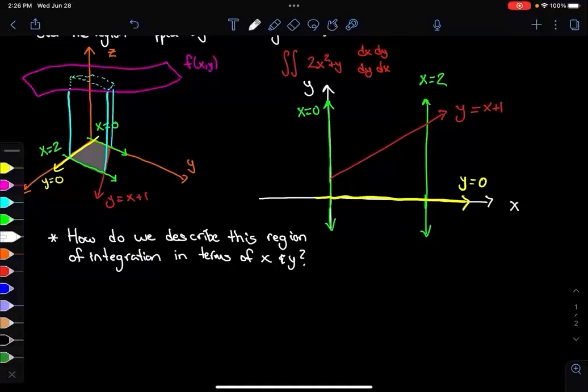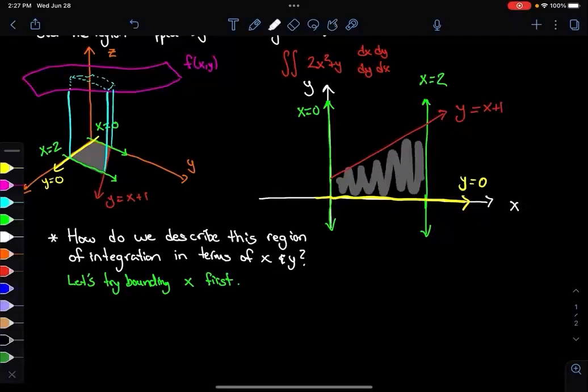What could we put? You can start with either one, but for the sake of learning, I'm going to say, well, let's start with bounding the x values first. You could do y first, it really doesn't matter, but I'm just choosing to do x first. The goal is to describe this region right here, that's what we want.